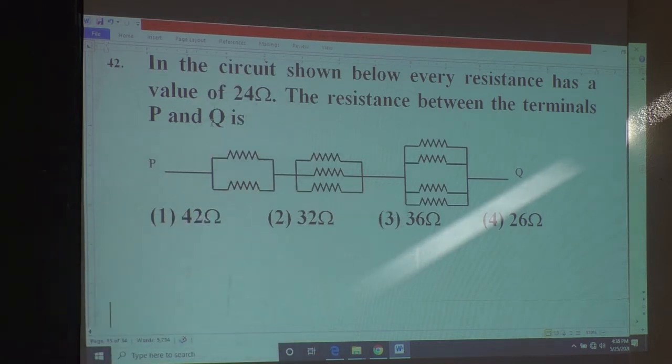Option is 4. This is very easy, but we have some complicated networks whose equivalent can be found out very easily. Right. Shall we move on? Yes.